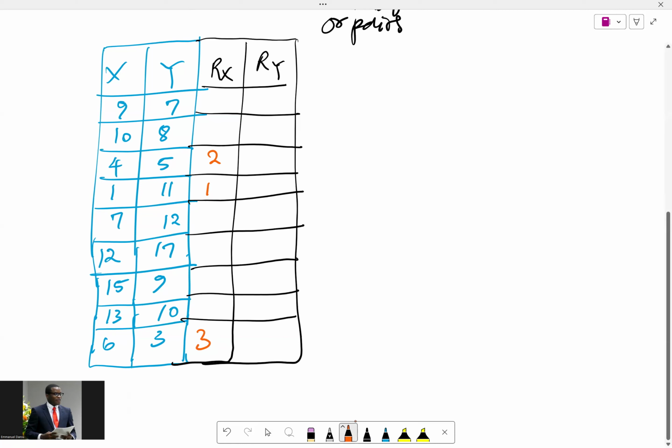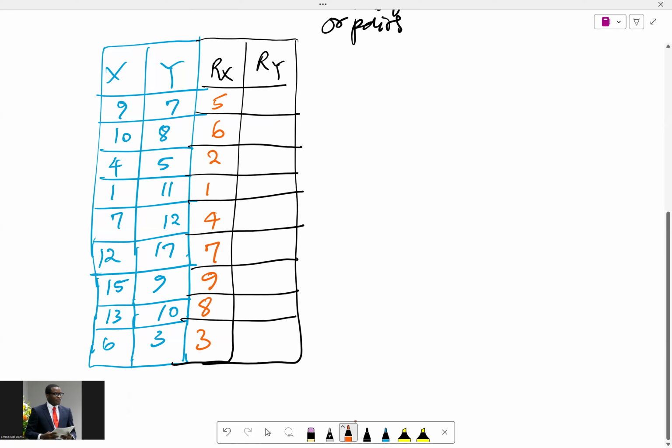After 6, we have 7, and 7 is number 4 in rank. After 7, we have 9, which is number 5 in rank. Then after 9, we have 10, which is number 6 in rank. Then we have 12, which will be number 7 in rank. 13 will be number 8 in rank. Then 15 is number 9 in rank. Of course, they're 9 in total.